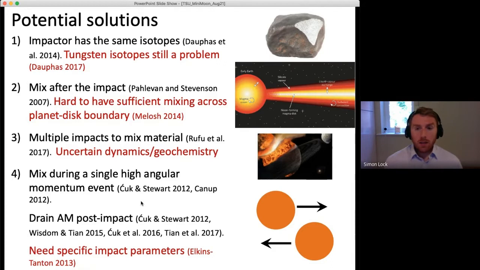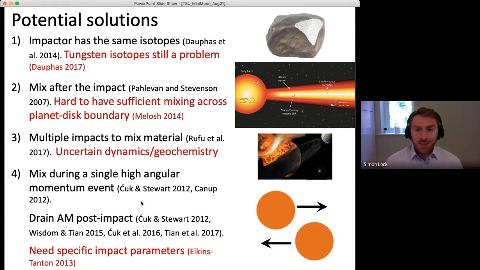The second is that there was a suggestion by Pahlevan and Stevenson that you can try and mix material between the lunar disk and the Earth after the impact. And it's just very hard to do that because it's a very dynamic situation. And if you want to mix material across, you typically end up transferring mass and momentum because you have to transfer so much material in order to erase the isotopic differences to the level that we see.